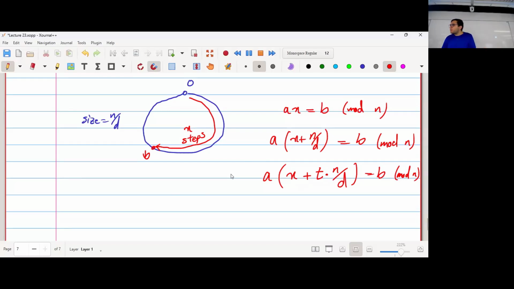And by the way, these are the only solutions. Because whenever I'm looking at multiples of A, I'm just going around this cycle. So the only way that I can get to this point of the cycle is that I take X steps plus some number of complete cycles, right? There's no other way to reach here. So these are the only solutions.